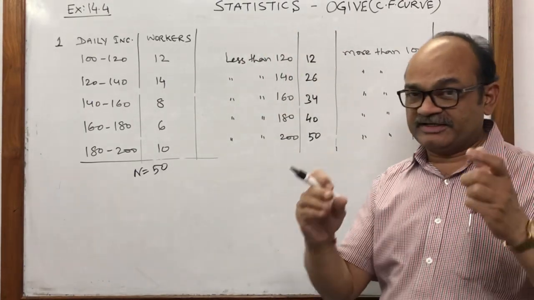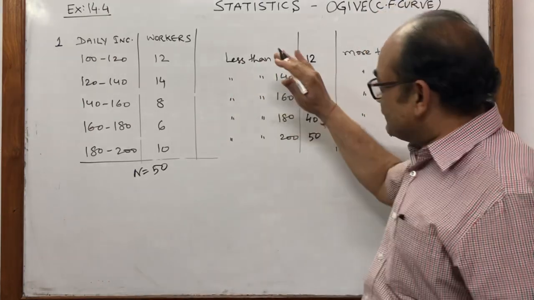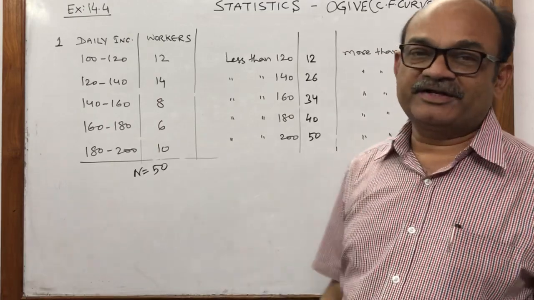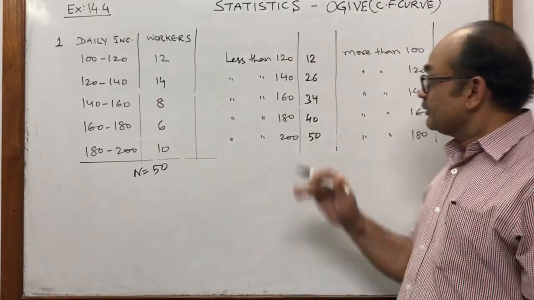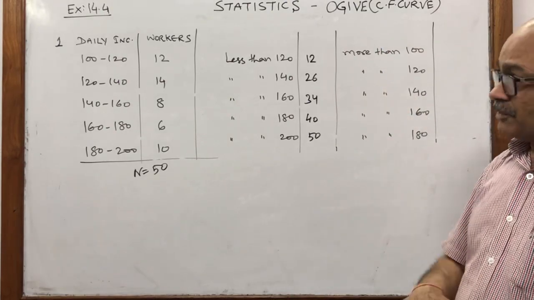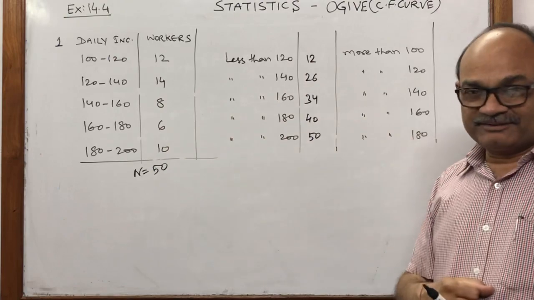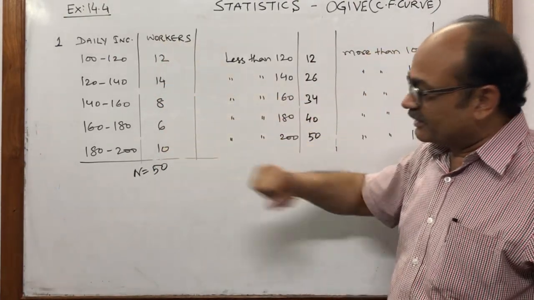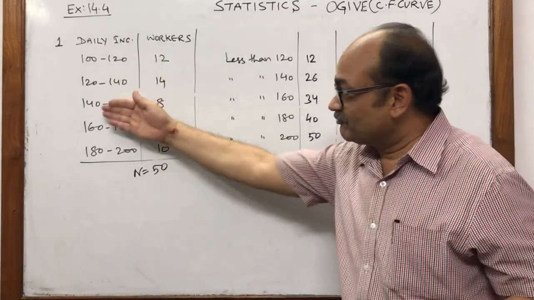Until we learn to make the table, we cannot make the Ogive. So first, the less than table means simple CF, same as what we have completed in median. Now a small change: more than 100. More than 100, whose income is that? Everyone's income is more than 100. Yes? So all are getting more than 100. Then more than 120. Then more than 140.